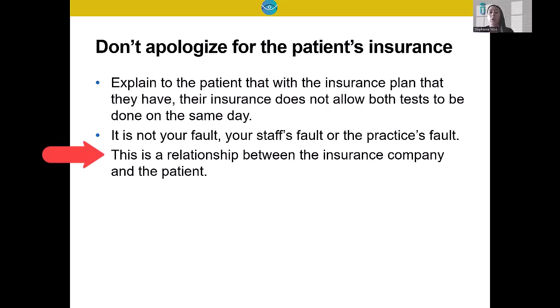And I think this is so important because we get in our heads a lot, and we are empathetic people, right? We love helping people see, especially through specialty lenses. But there are in some cases that insurance companies just don't pay for whatever service you're wanting to provide to that patient. And so I just always want doctors and staff to remember it's not your fault. This is a relationship between the insurance company and the patient.